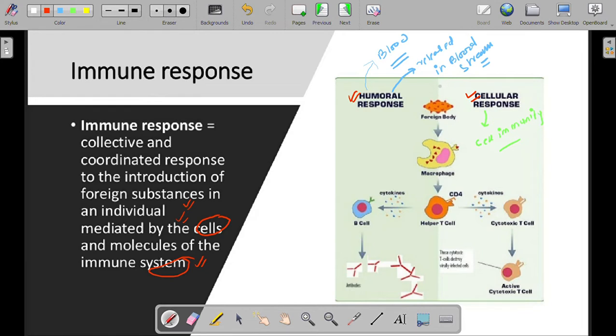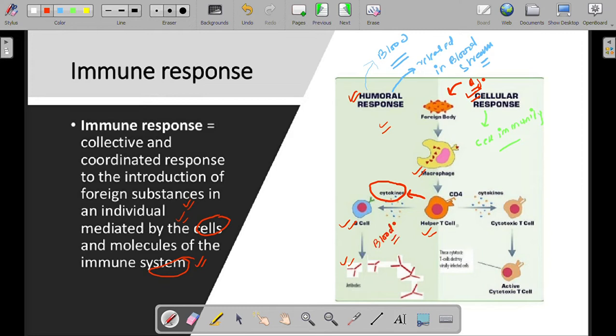So how will we understand this process? Suppose a foreign body, called an antigen, is encountered inside the body, and it is generally received by a macrophage. The macrophage then directs it to the helper T cell, and this helper T cell, by secretion of cytokines, activates the B cell. This B cell produces the antibodies in case of humoral immunity, and these antibodies are directly secreted in the bloodstream.